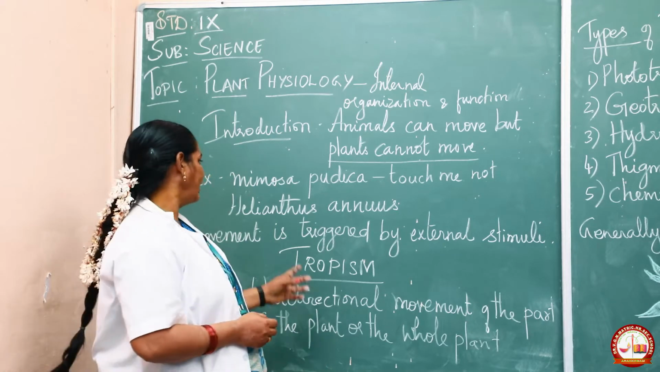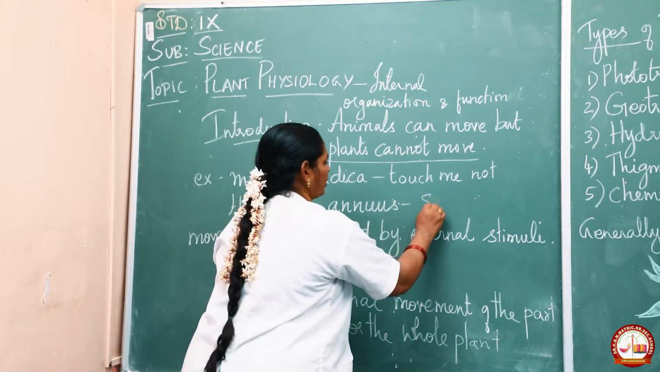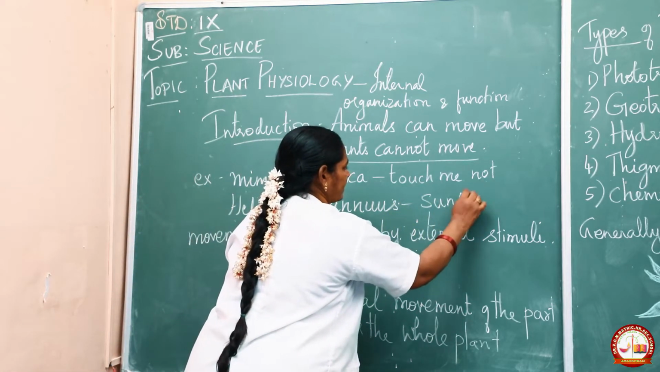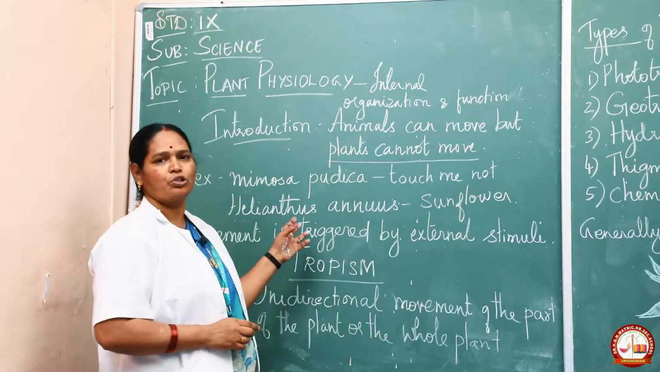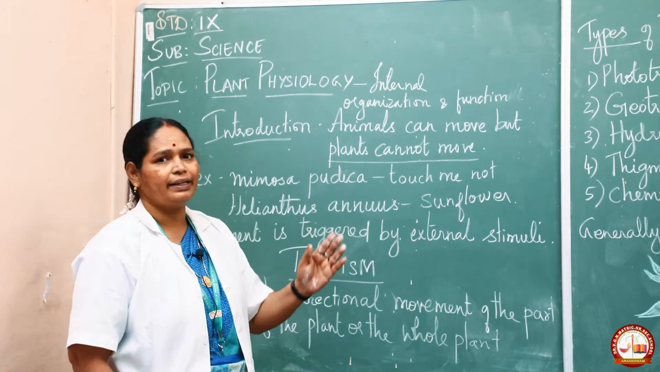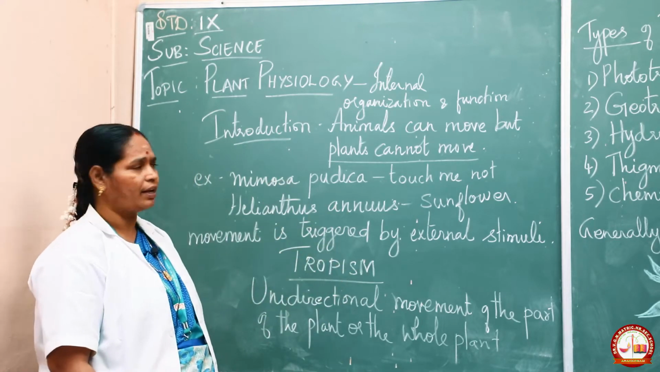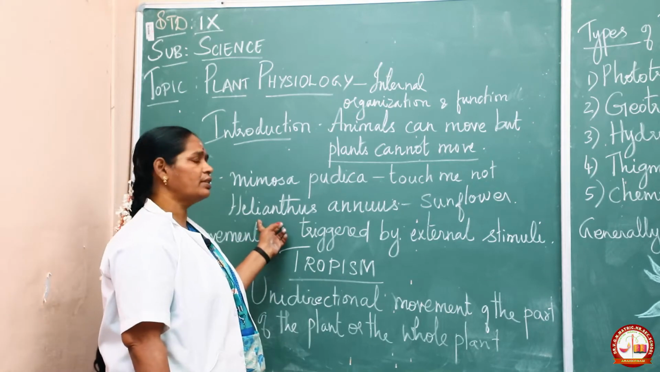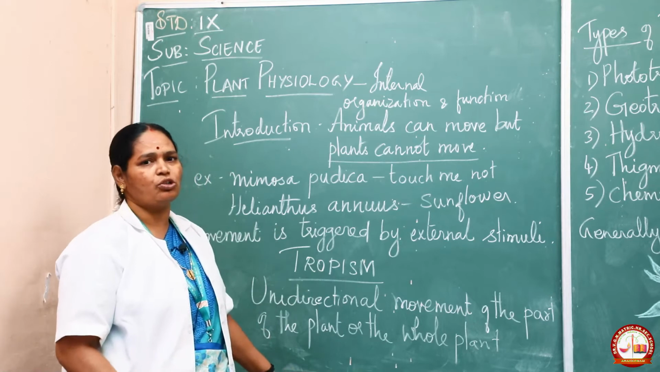Is it not? Likewise, Helianthus annuus, commonly called what? Sunflower. Helianthus annuus, commonly called sunflower. It also moves towards the sun. It is directed by the sun along its path. Is it not? From dawn to dusk. And of course, Helianthus annuus faces the sun and blooms. Is it not? It also responds with movement.